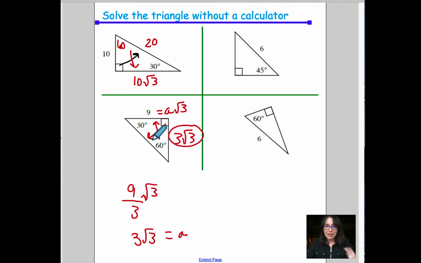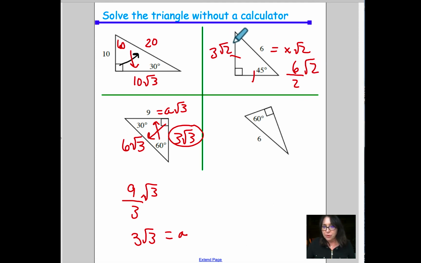Across from the 90 is twice what's across from the 30. So that's 3 and 3 is 6. So that's going to be 6 root 3. And then I have x root 2. So x root 2, remember. So I could either divide by root 2 or I could use my formula which says take 6, divide by 2, and multiply by root 2, which means that the side lengths are 3 root 2. Both of the side lengths are the same.